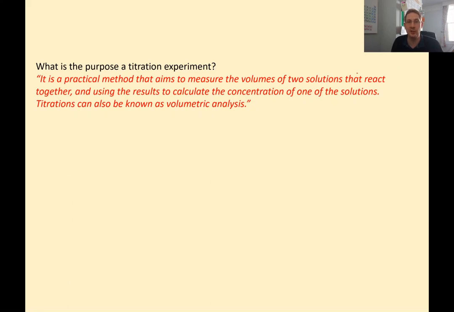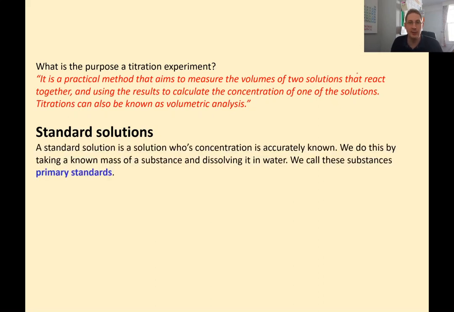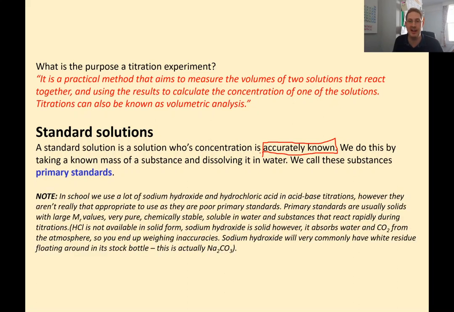So it's sometimes known as volumetric analysis. And CPAC 2 was all about making standard solutions. So a standard solution is a solution whose concentration is very accurately known. So this is the key thing. We must absolutely know the concentration of that standard solution, because the more accurately we know the concentration of the standard solution, the more accurately we can know the concentration of the solution that we're trying to find out. We call them primary standards, so the ones that we know very accurately.